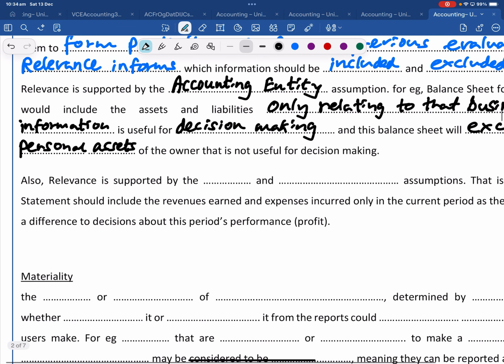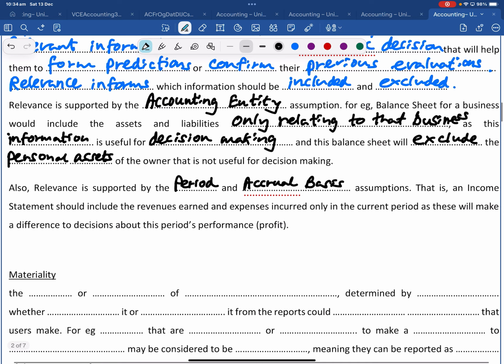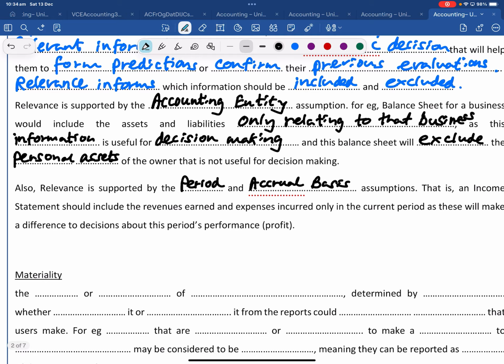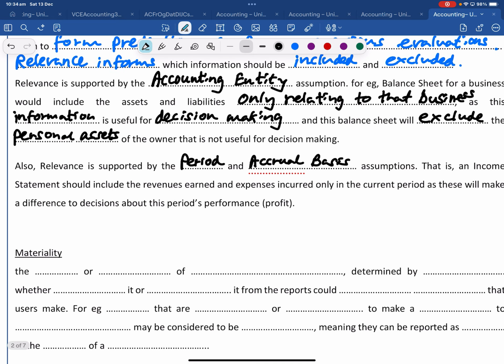Also, relevance is supported by the, remember which assumptions? Period and accrual basis. That is, an income statement should include the revenues earned and expenses incurred only in the current period, as this will make a difference to decisions about this period's performance, which is the profit.